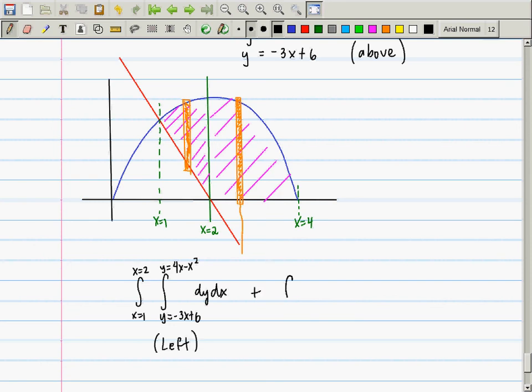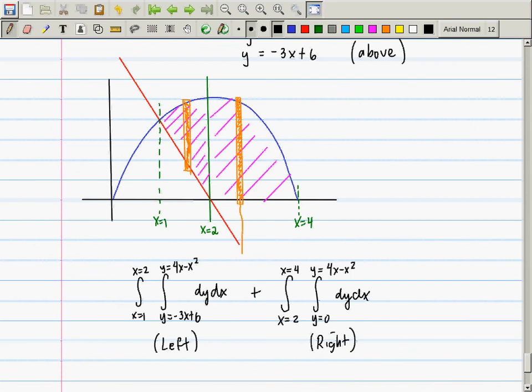And then for the right region, it will be the integral from x is something to x is something. What are those somethings? 2 to 4. And then from y is something to y is something. What are those somethings? 0 to 4x minus x squared. And then dy dx. And this is for the right region.